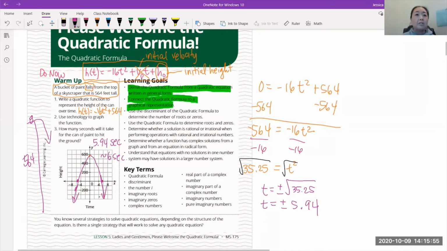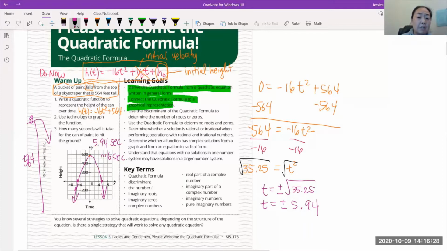All right. And it says use technology to graph the function. We technically don't have to, because we already have all the information that we need in order to graph this. So we know that this is going to be our highest part, right? Because if it's falling, the bucket of paint is not going to go up and then down. If somebody were to throw it, then we would need to find what that vertex is, but the vertex is at the building. The building is the vertex, right? The paint is not going to get any higher than that. So we know that that's the vertex.